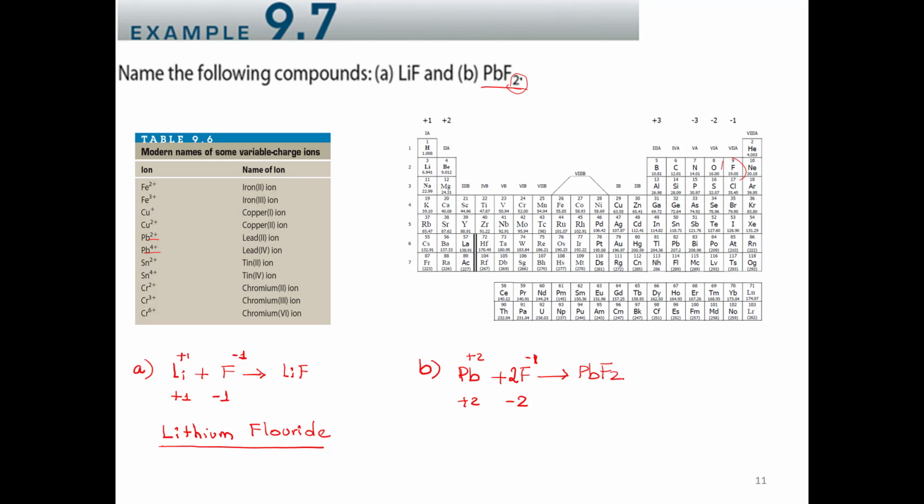And now we can write the name of this compound, which will be lead. Because it's a transition metal, we need to write the charge in parentheses to indicate the charge of the lead is 2, not 4. And then the name of the non-metal or the negative ion, but we change the ending. Then the name of the compound will be lead(II) fluoride.